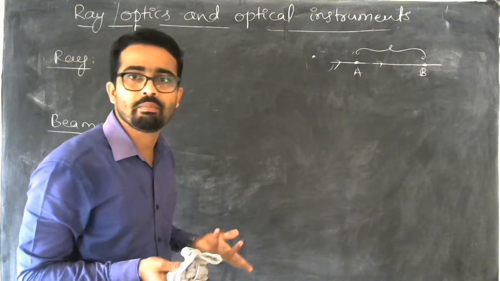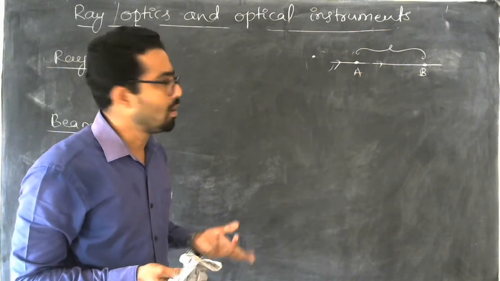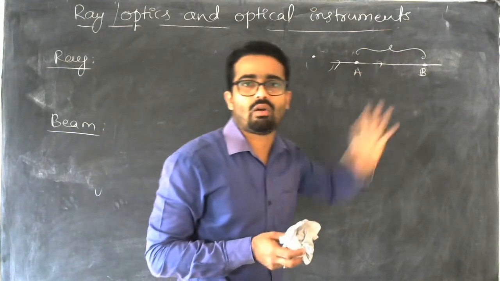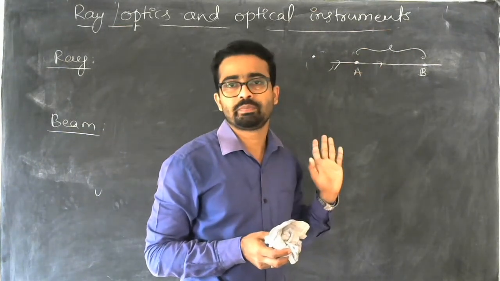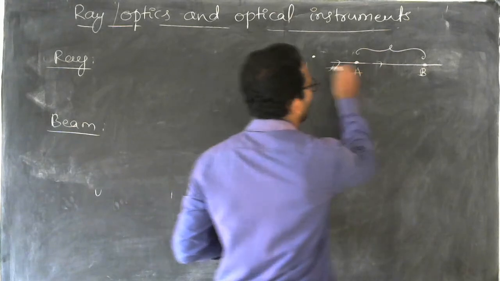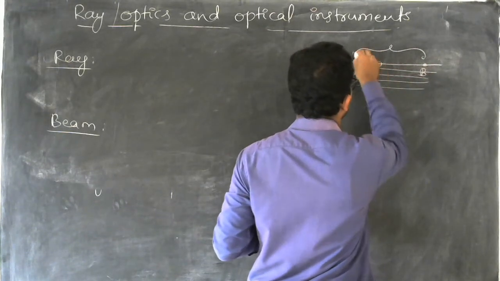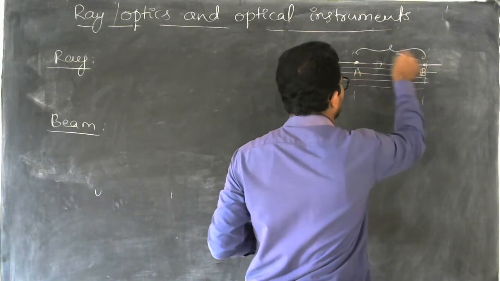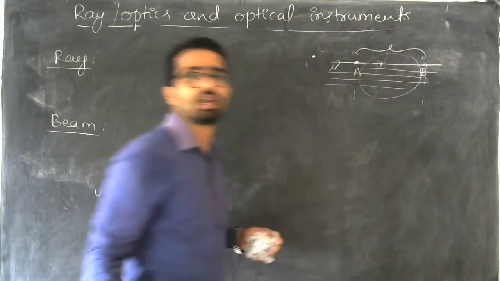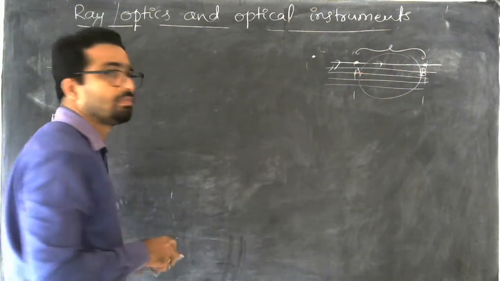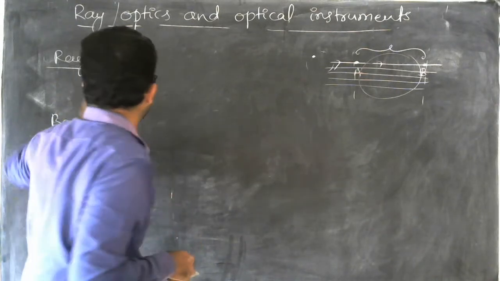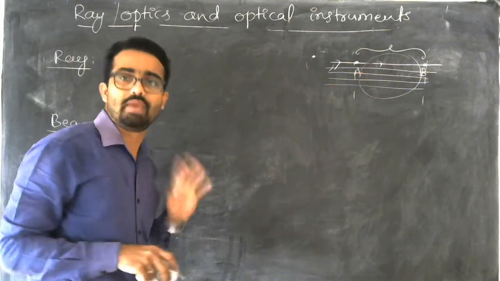And then what is a beam? Beam means bunch of such rays are called as a beam. If there are number of rays which are passing from point A to B, then such a bunch is called as a beam. So this is the difference between ray and beam.